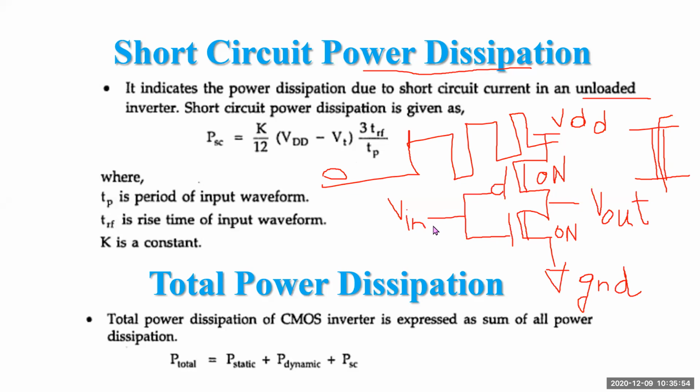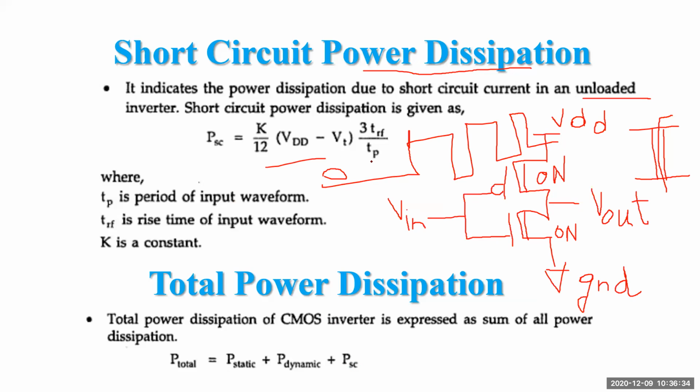The next one is called total power dissipation. Total power dissipation is nothing else but the sum of all the three. So these are the three different types of power dissipation which you have studied up to now. The total power dissipation of a CMOS inverter is expressed as a sum of all the power dissipations. The total power dissipation is equal to the static power dissipation, that is P is equal to V into I, where I is I static and V is VDD, plus P dynamic, where P dynamic is nothing else but C into V square F, where V is the input voltage, that is the supply voltage, equal to VDD, plus P short circuit power dissipation.